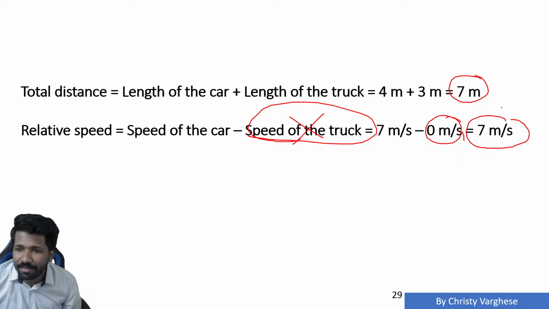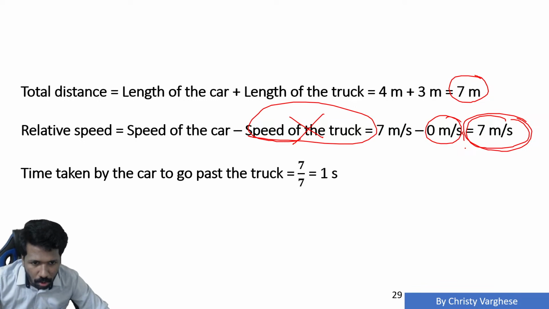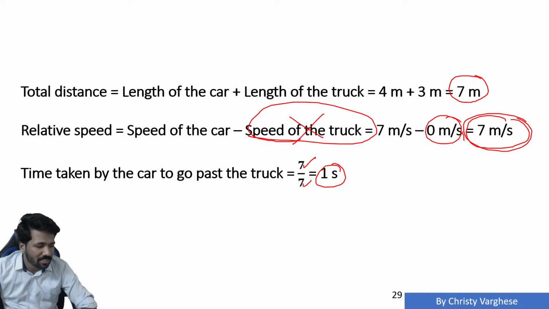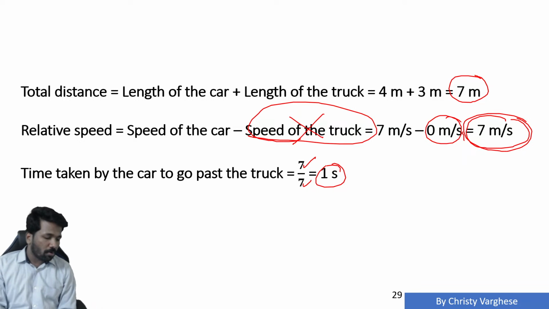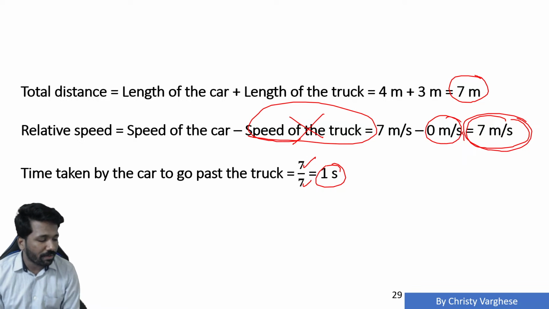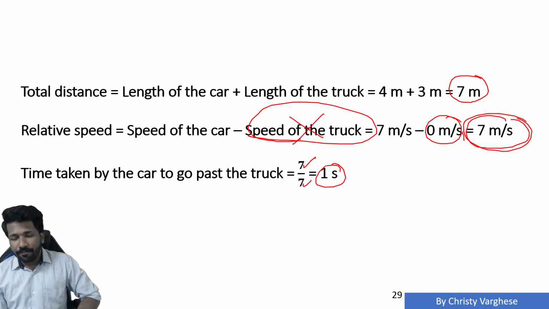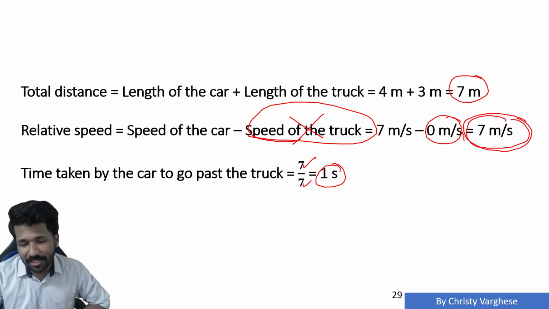Total distance is 7 meters. Relative speed is 7 meters per second. So the time taken is the question: the time taken by the car to go past the truck. Time is equal to distance by speed. Distance is 7, speed is 7. So 7 by 7, 1 second. So 1 is the answer. That is an example of a quantitative aptitude problem. All of you are clear what a quantitative aptitude unit or quantitative aptitude problem means? Where math and reasoning both are there, that is called quantitative aptitude questions.